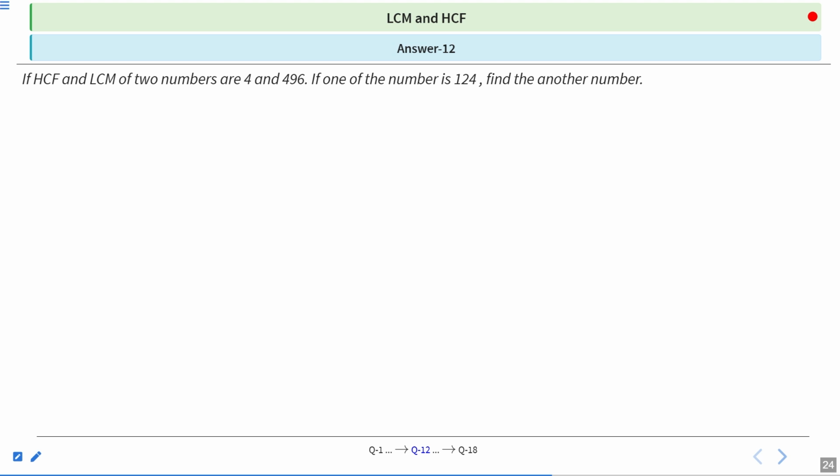HCF and LCM are given to us, and one of the numbers is also given. We have to find the other number. The answer is option C, 16. Now let's have a look at the solution of this question.